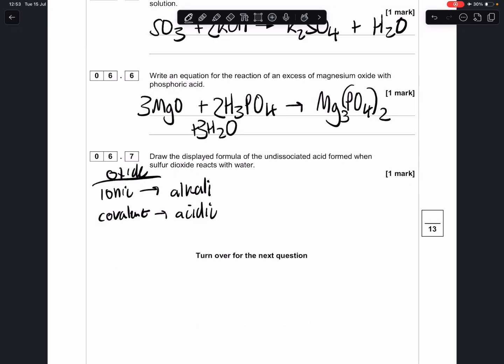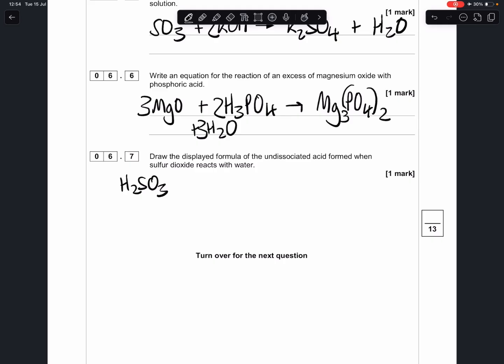Draw the displayed formula of the undissociated acid formed when sulfur dioxide reacts with water. So if we're reacting sulfur dioxide with water, you should be able to derive that we are going to form H2SO3. Because if it was sulfur trioxide, we'd form H2SO4. But we're working with sulfur dioxide here. So you kind of need to just remember this.